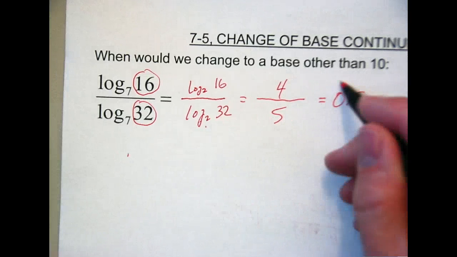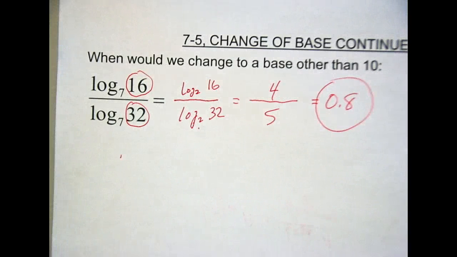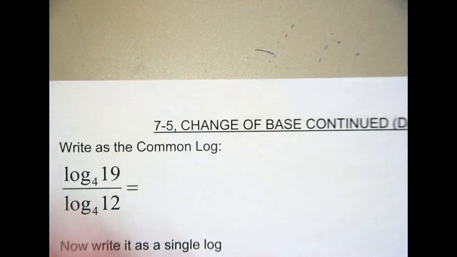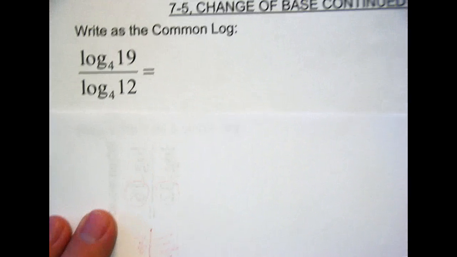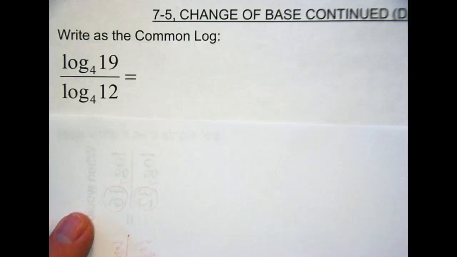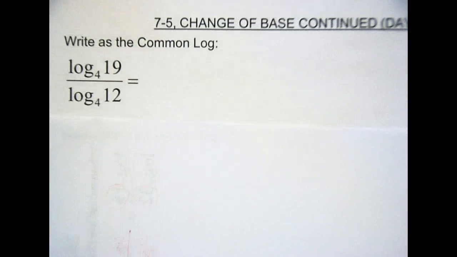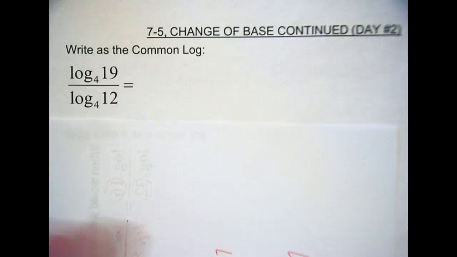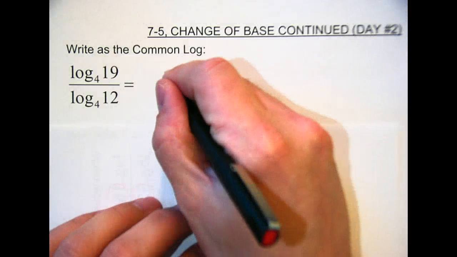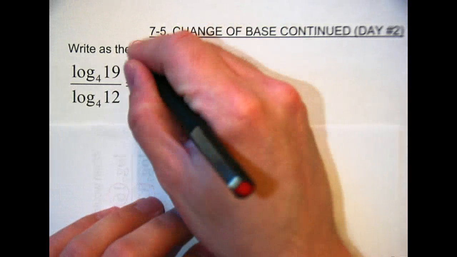All right. Questions? I want you to write this as the common log. Okay? Write this as the common log. So in order to write it as the common log, you need to know what common log means. Remind your neighbor what common log means. Log base 10. Common log is base 10. Base 10, not 8.